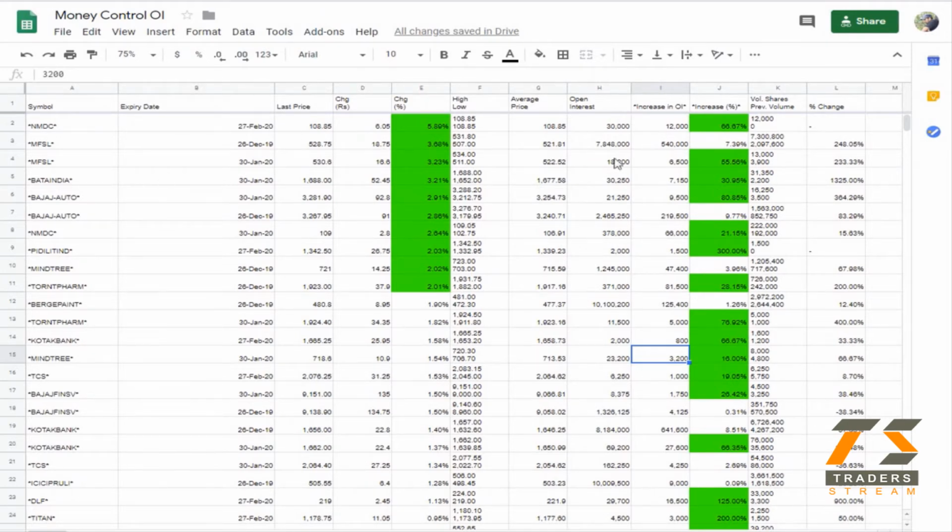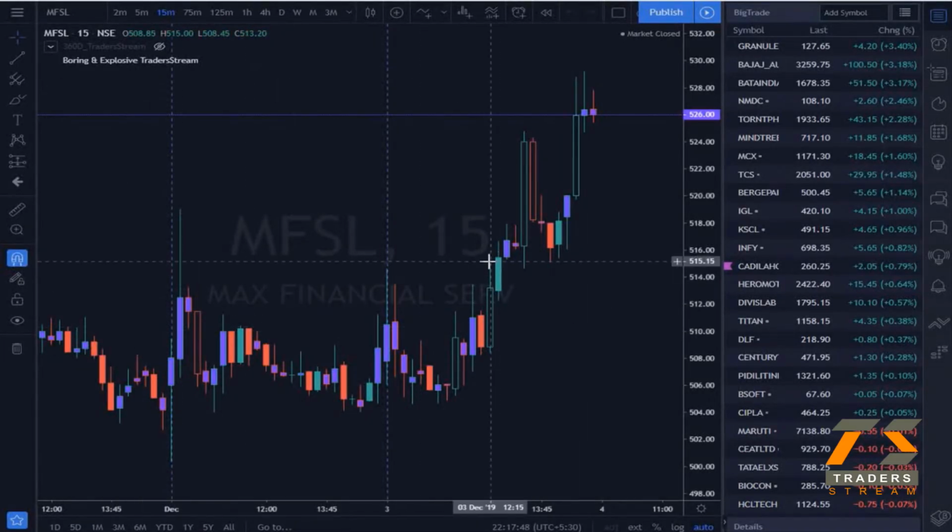So these are the 2 filters. Along with the first two filters, the numbers would be: the open interest should be more than 20% and the stock price should be more than 1%. So this is the first type of filter. If you get any stock here on this particular sheet, you can go ahead and open the chart and see if there is an explosive move after the open interest change.